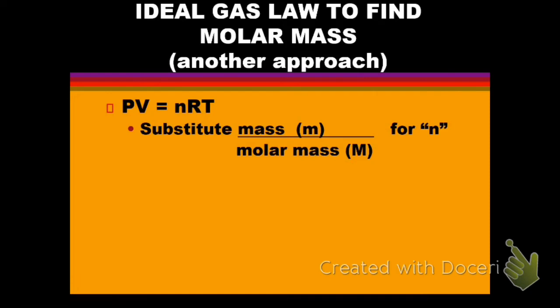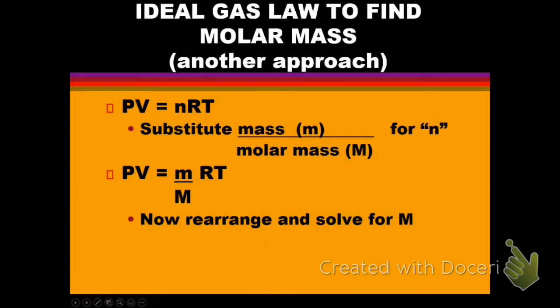So now I'm going to make an algebraic substitution for n. PV equals mass divided by molar mass times RT, where little m equals mass, capital M equals molar mass. Simply going to rearrange and solve for capital M, the molar mass. And we would have molar mass equals mass times R times T over PV. Here mass would have to be in grams always. And if we're going to use the R of 0.0821, it again is limiting our pressure, volume, and temperature units.